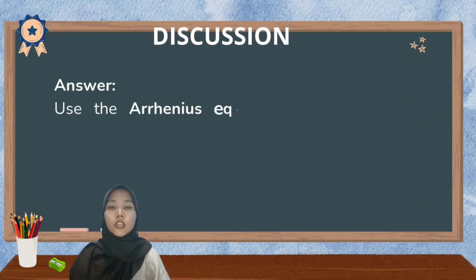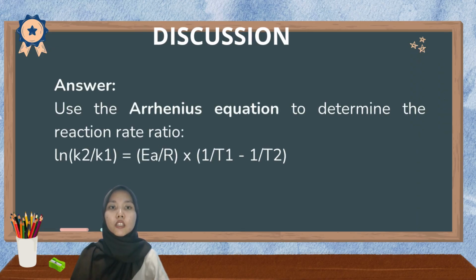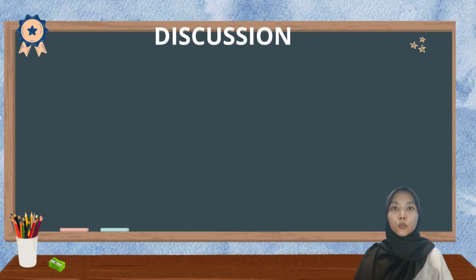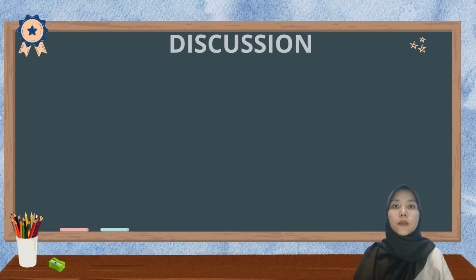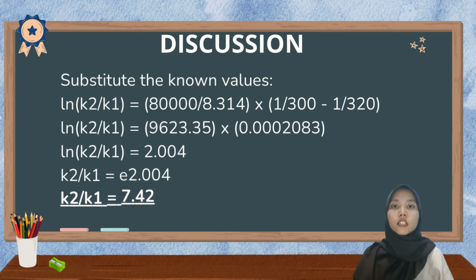To solve this, we use the Arrhenius equation to find the ratio of the rate constants. ln(k2/k1) equals Ea divided by R times (1/T1 minus 1/T2). Now we substitute the values. ln(k2/k1) equals 80,000 divided by 8.314.